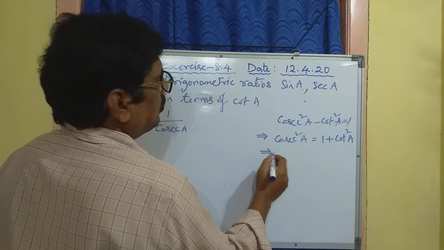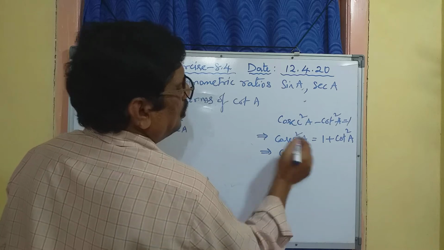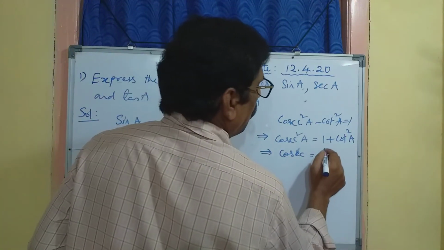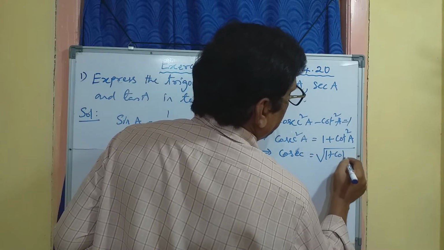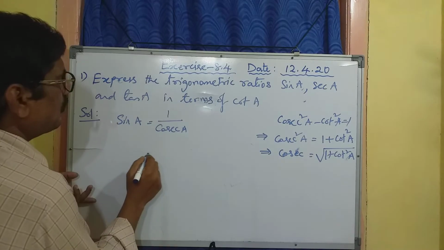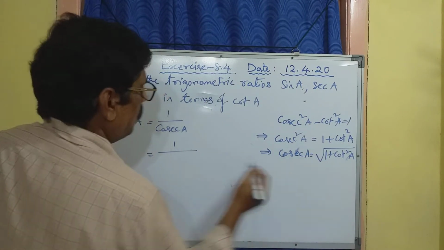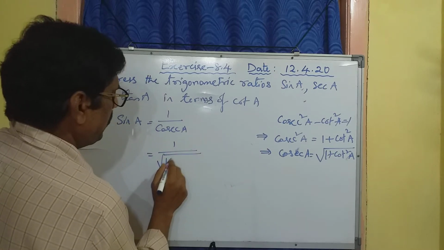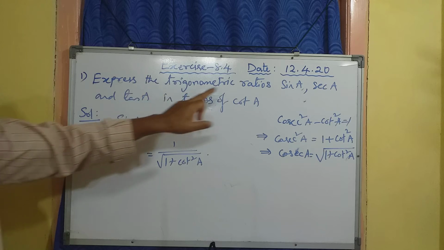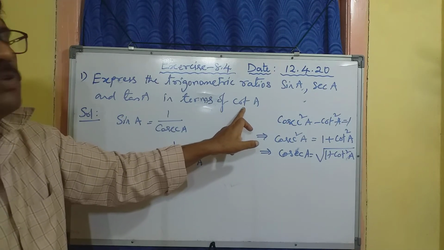Now this implies cosecant A. If you want cosecant A, we need to remove the square on the LHS, then we get a root on the RHS. Cosecant A is equal to root over 1 plus cot square A. So sin A can be written as 1 by root over 1 plus cot square A. Okay? Now, sin A, we have changed it into the terms of cot A.